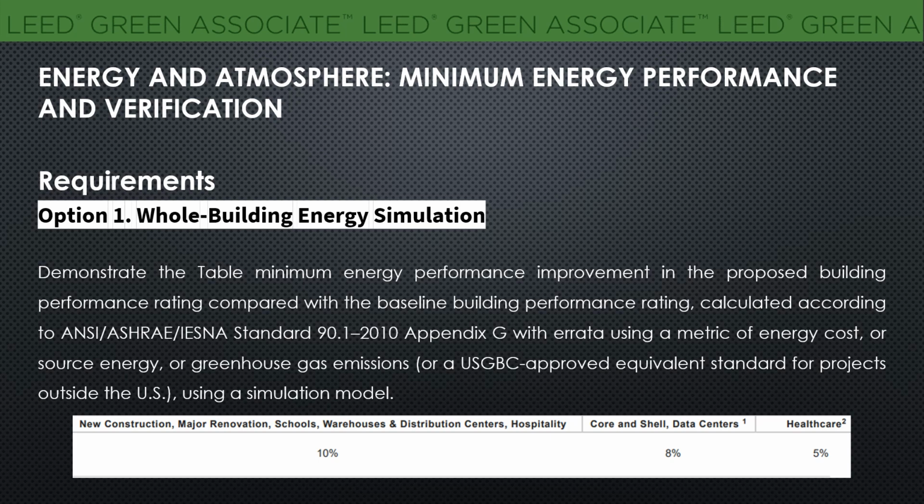The minimum energy performance improvement that must be achieved for new construction, major renovation, school, warehouse and distribution centers, and hospitality is 10%, and for commercial and data centers it should be 8%, and for healthcare it is 5%.